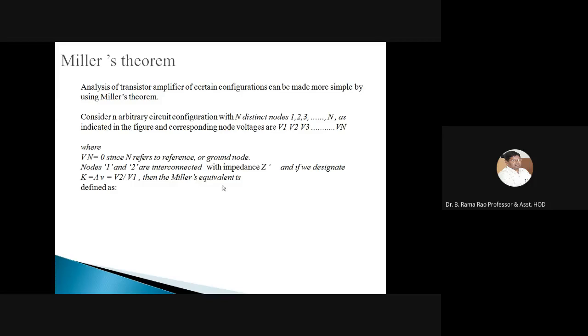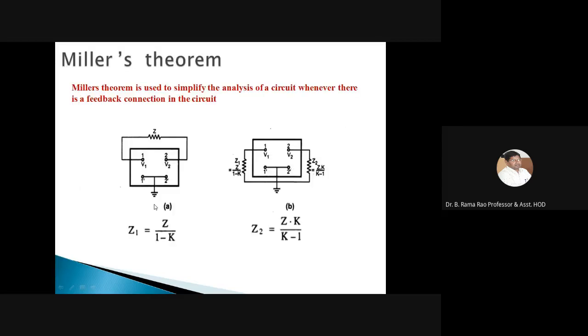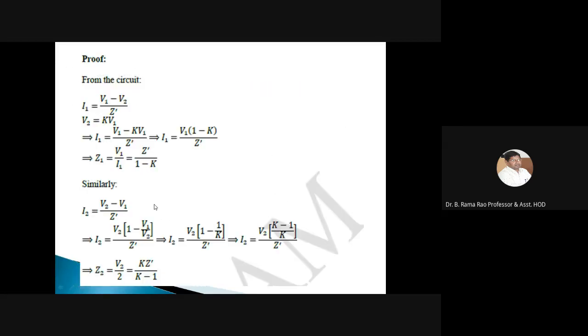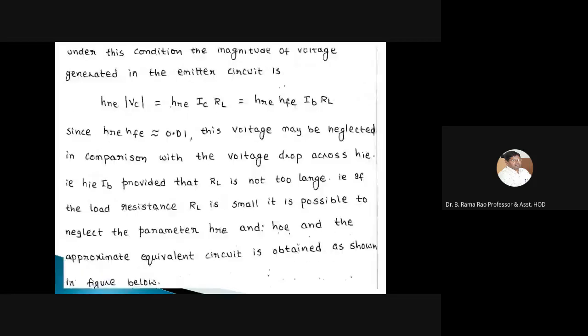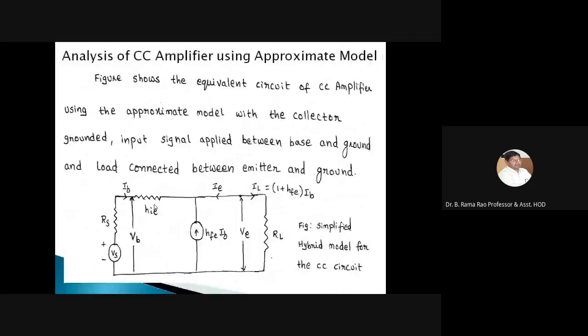What does it indicate? What is the importance of the Miller theorem? Then there is a proof for the Miller theorem, so we'll go through it. Prior to that, I request you all to please perform this analysis. I'll provide the notes up to the emitter follower. Today I'll post the material up to the emitter follower.